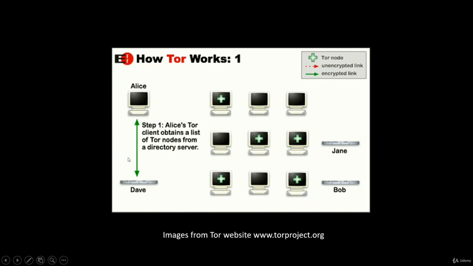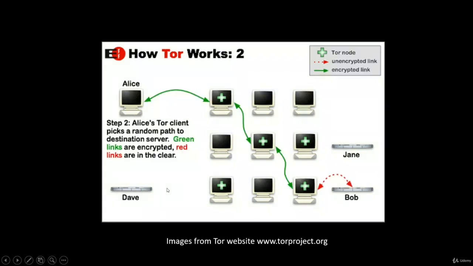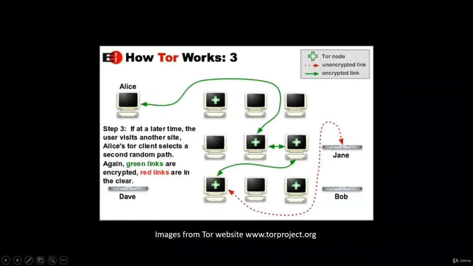Okay, so in the first slide here we have Alice. The first thing that happens is Alice obtains a list of Tor nodes directly from the server, or rather through an encrypted connection. In the next slide, Alice obtains that list, so she randomly chooses a path to the server. As we see here, Alice is connecting through these servers, again across an encrypted connection, and eventually connecting to Bob. And then from there, it routes back over.